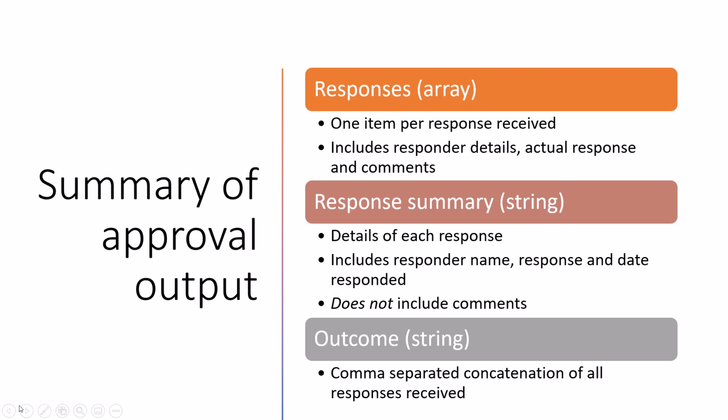But let's say the second person to take an action rejects it. Then what you're going to see is reject first, because it'll be whatever response was received last, the most recent response, to the oldest response. So it'll say reject, comma, approve.